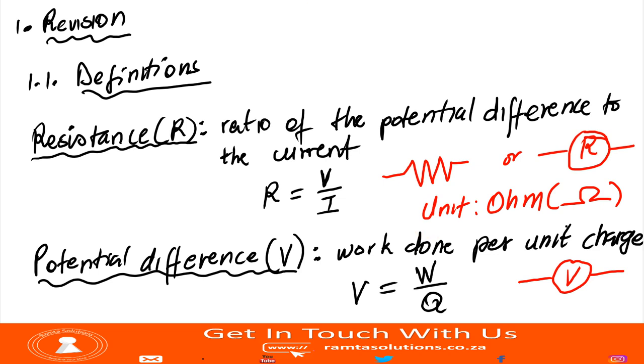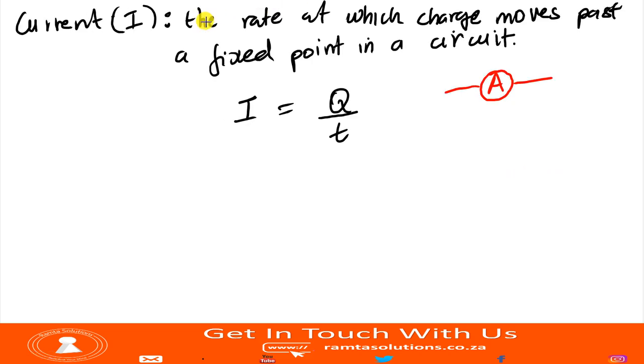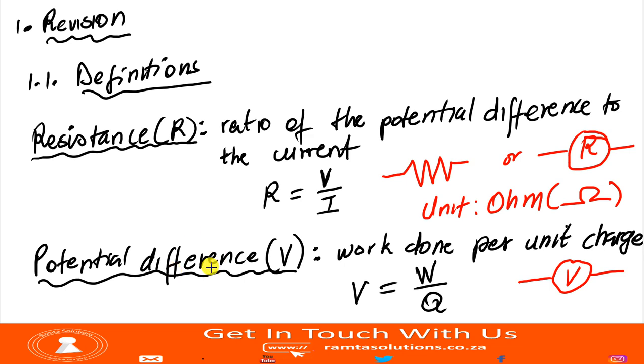Alright, guys. So these are all the definitions that we know. However, there's a definition I didn't include here, which is what we term EMF. EMF is basically work done per unit charge. But hold on. It's work done per unit charge that a battery can supply.